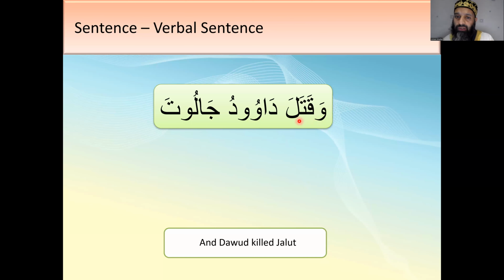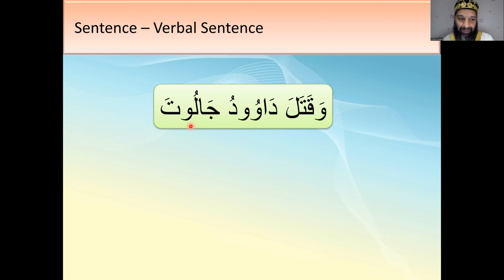Now, who killed? You should know the answer, right? How do you know if Dawood did the killing or Jalut did the killing, without looking at a translation? So we learned what is, in my view, the most important grammar rule. If you don't know this grammar rule, you cannot translate that sentence.